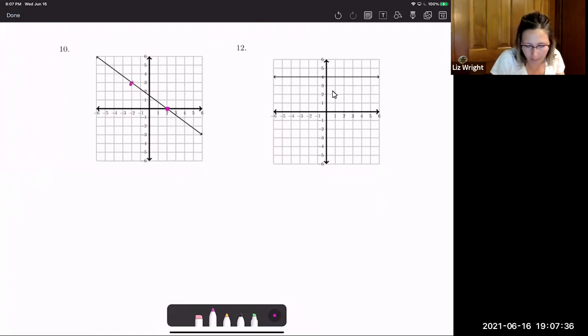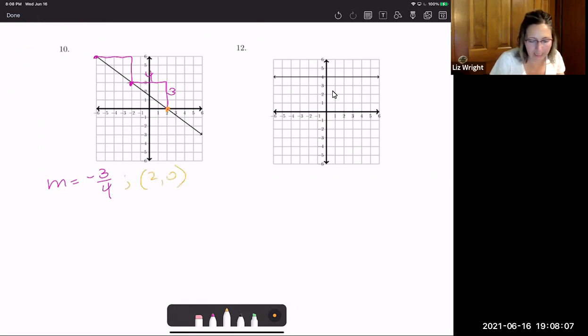So it's going up 1, 2, 3, left 1, 2, 3, 4. Let's try another one. Up 1, 2, 3, left 1, 2, 3, 4. That looks like a good one. So that means my slope is negative 3/4. And then you can choose any ordered pair. I kind of like my x-intercept. That'd be pretty easy, so I'm going to choose that one. My ordered pair there would be 2, 0.